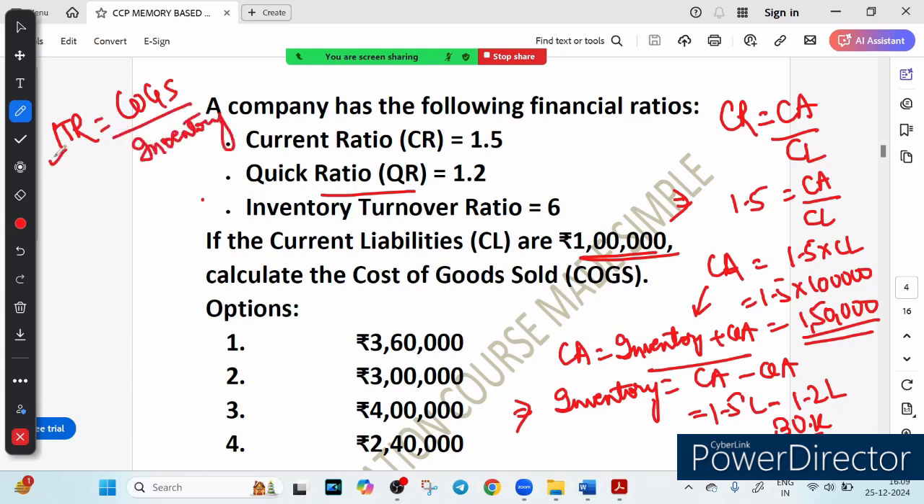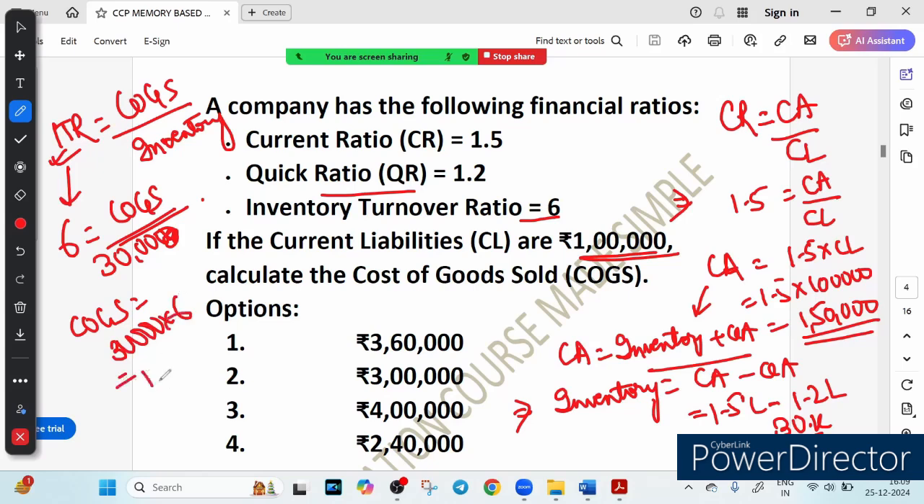So we know ITR, inventory turnover ratio, is given to us as 6. So in the place of ITR we will write 6. COGS we have to calculate, that is cost of goods sold, and we know the value of inventory, which is 30,000. So let me write here 30,000. So what is the COGS? COGS is nothing but 30,000 multiplied by 6, which is 1,80,000. So I think there is no such option here, but suppose there is a fifth option here, that is 1,80,000. So that would be the correct answer, right?